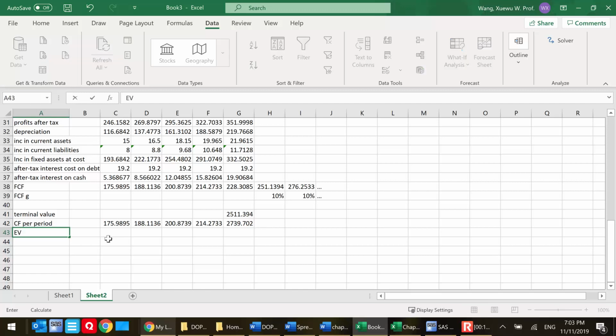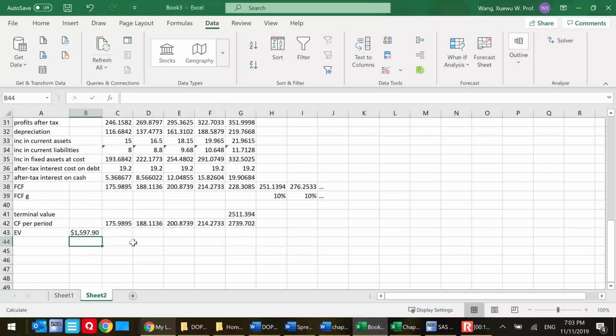So I'm going to do the enterprise value here. And this time, I'm going to use the Excel NPV function to calculate the present value of future cash flows. Discount rate is 20%. We have all these cash flows. Okay, so that's $1,597.90. That's going to be the enterprise value, which is actually the answer.